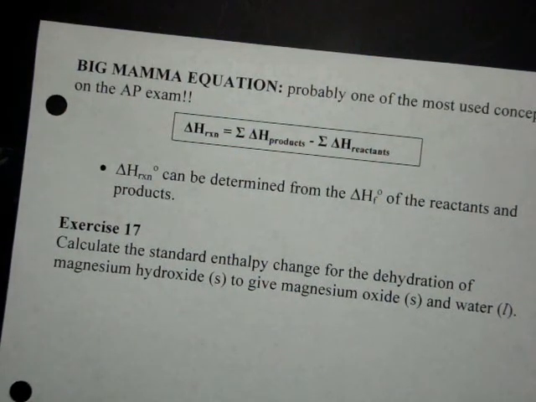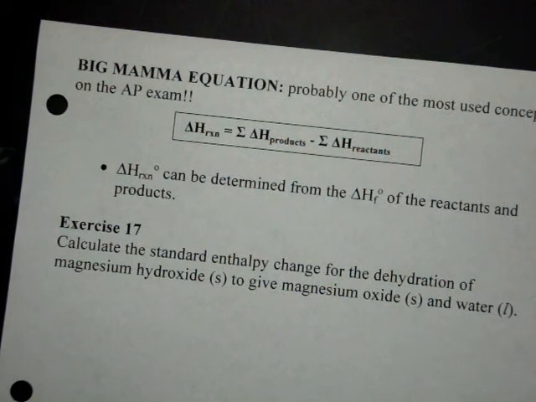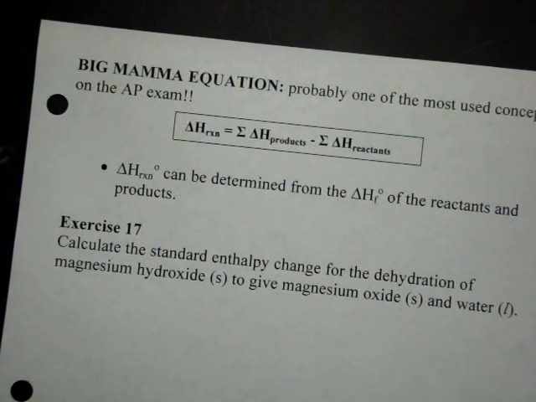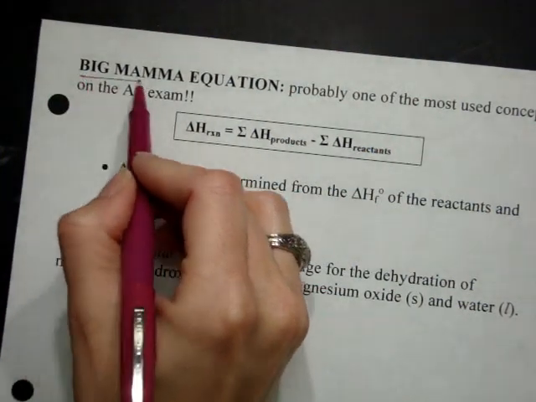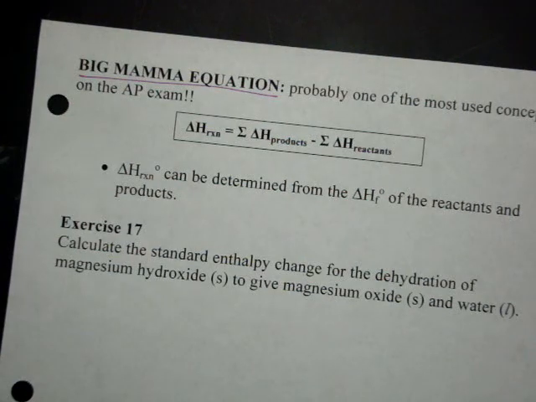Alright, so we move on to the next general idea. We just finished up enthalpy of formation, and then we move into just the idea of getting the enthalpy of reaction for any given reaction, whether it's formation, combustion, solution, anything. We call this the Big Mama equation, and the reason it's the Big Mama equation is Mama is in charge of everything. And this is one of the most commonly seen concepts on the AP exam because it applies to all things thermodynamic, whether it's enthalpy, entropy, Gibbs free energy, all of it.